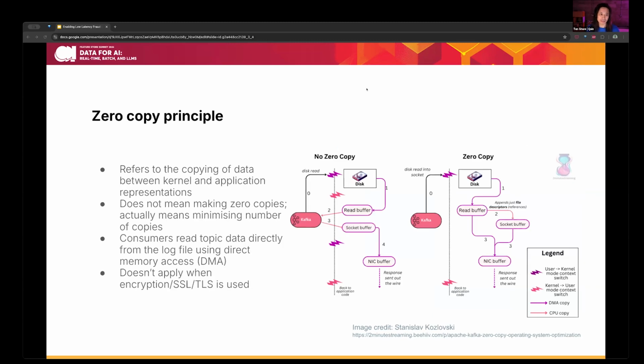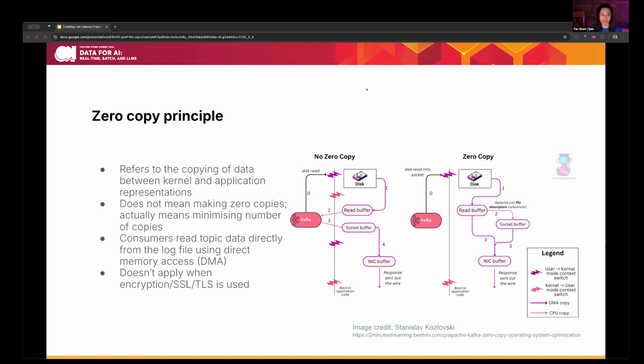Zero copy principle. This refers to the copying of data between the kernel and the application context. It doesn't mean making zero copies. What it means is minimizing the number of copies between those two worlds. So how it actually works in practice is the Kafka consumers will read the topic data directly from the log file using DMA, which is direct memory access. So that saves on some time and keeps the latency low.